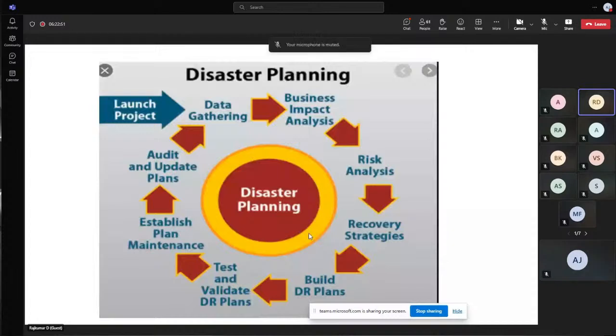Build your DR plans based on all this gathered data, impact analysis, and the identified strategies. Build a disaster recovery plan. After you build it, revalidate and test it. First of all, test whether it works as expected or not. Maybe you're given an RTO, a response time for the recovery plan, of 4 hours or 8 hours. Test whether it is working as expected and whether you have identified any problems.